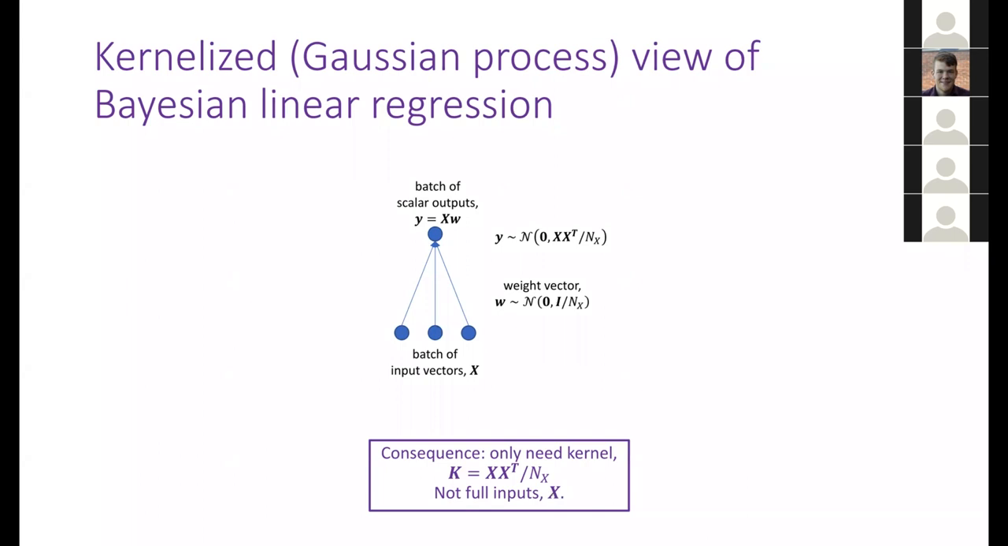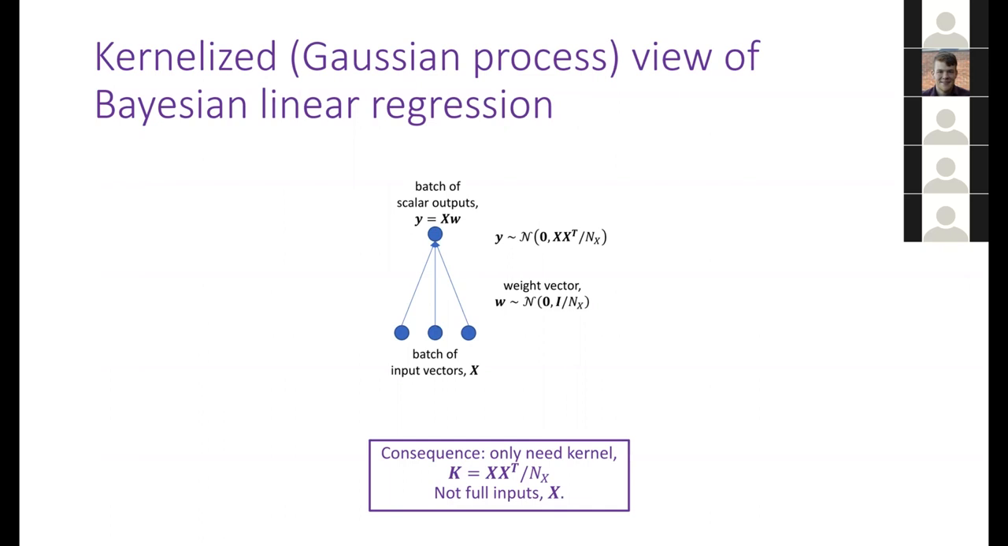And again, that's something we're going to use many times, because in deep neural networks, we're going to find that, again, we don't need the intermediate layer features. We only need the corresponding kernel or Gram matrix, which is going to be features times features transposed. Okay, so that's the zero hidden layer case.